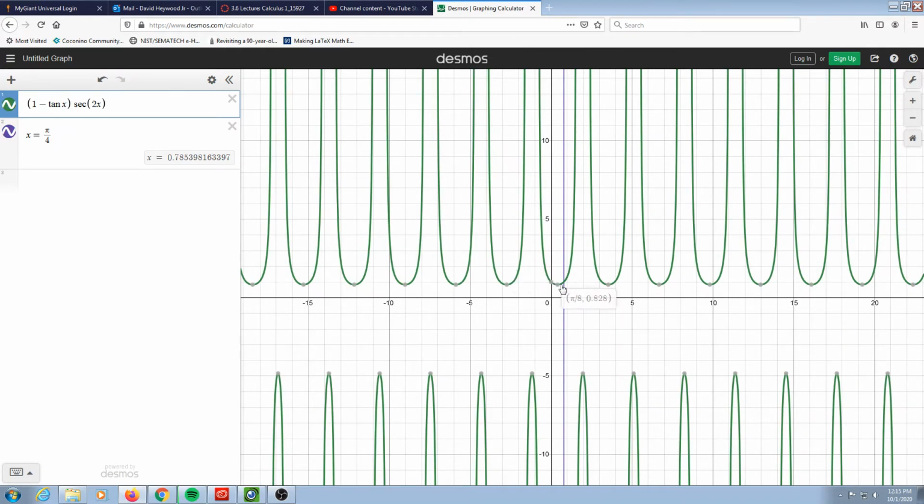I wonder what happened. 1 minus tangent x times secant 2x. This is interesting. Hang in there. I'm gonna cheat and look it up in the textbook. Why did this happen? Why did this just happen? So, hold on. Oh, okay. It was just a mistake. Okay.